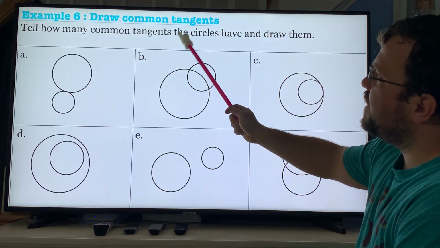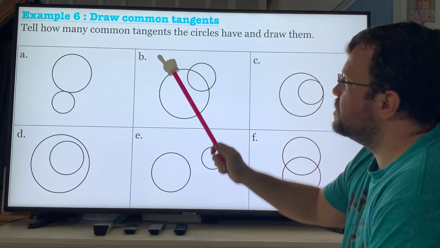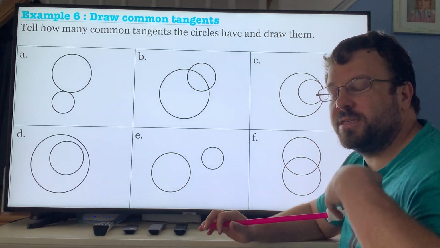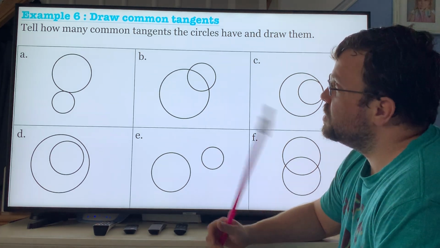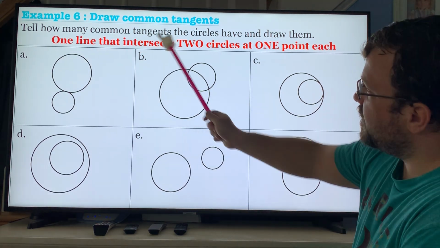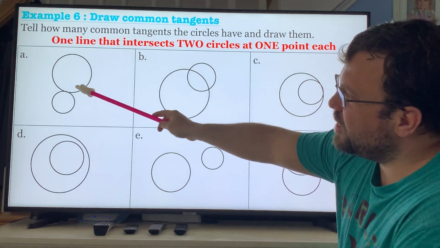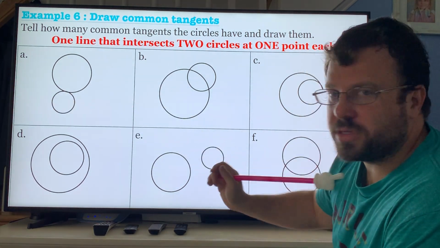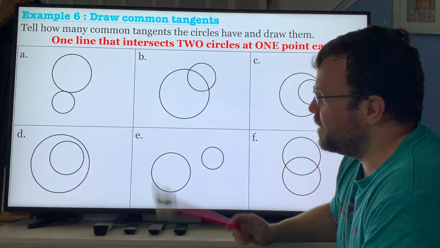Now, how many common tangents? What does the word common mean? It means the same. So what a common tangent does is it hits both circles in one spot. So let's look at A right here. So one line that intersects 2 circles at one point, so it's the same line. So how many lines do you think you could draw that hit both of these circles at exactly one point? Try it real quick.